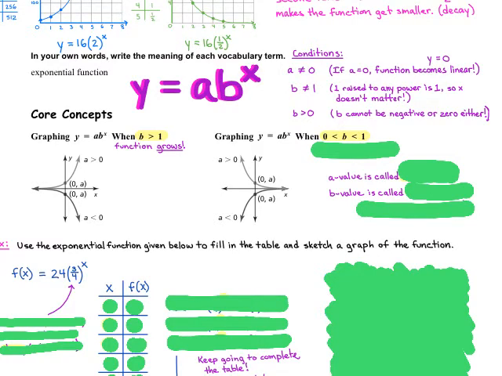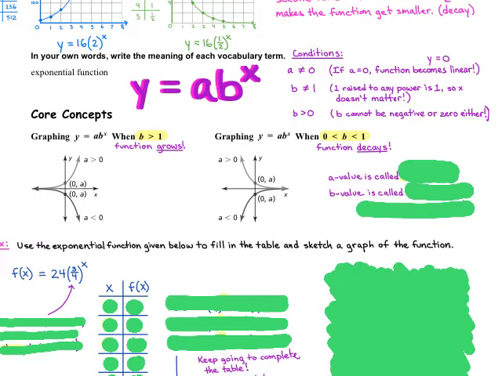Over on the right side here, if the only other option for b, since it can't be negative and it can't be 0 and it can't be 1, is that b is between 0 and 1, that's what we call proper fractions. And when that happens, the function decays.